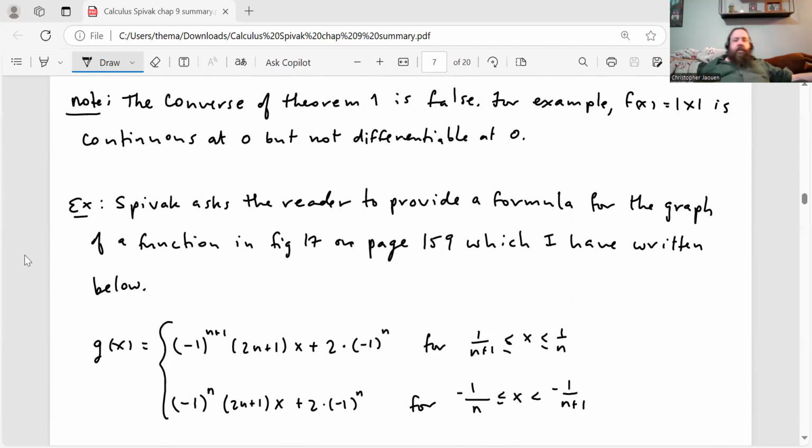All right, here's an example that Spivak asks the reader to provide a formula for. It's figure 17 in the book. Let me see if I can actually get this to show up on my screen just so you could see it in the book. Just bear with me for a second. Let me stop my screen share and see if I can get this to show up on the screen. I doubt it's going to work because of the lighting in here, but I'll give it a try.